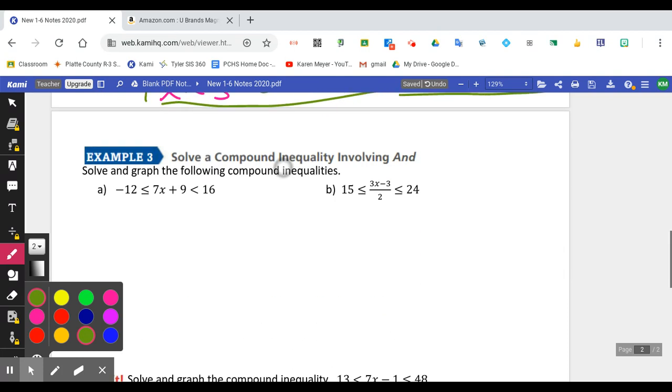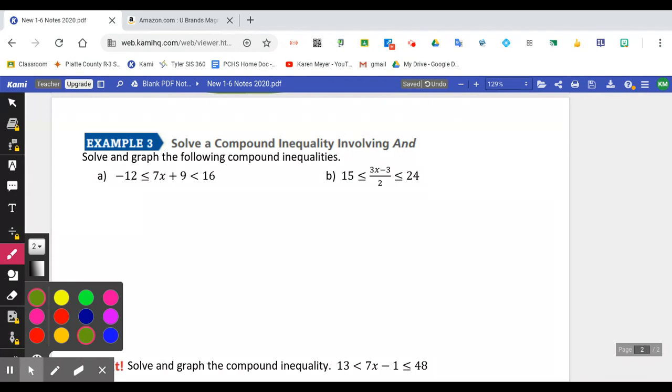Okay, now let's go look at our second type. And our second type is the "and" problem. For the "and" problem, you're going to notice it looks like we took two separate inequalities and mushed them together. So your goal for this one is to have just x in the middle.